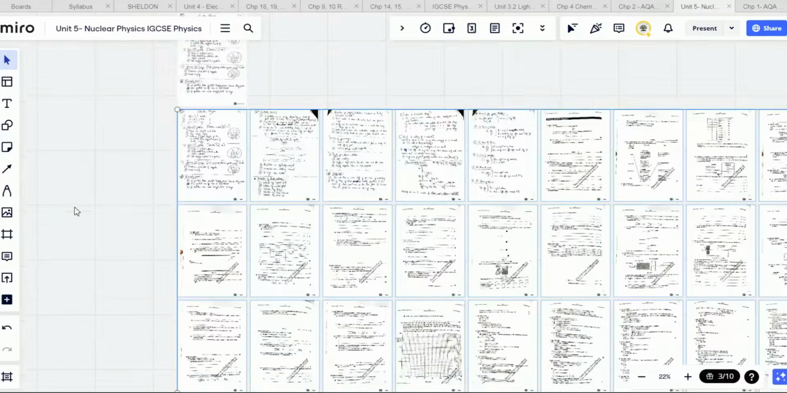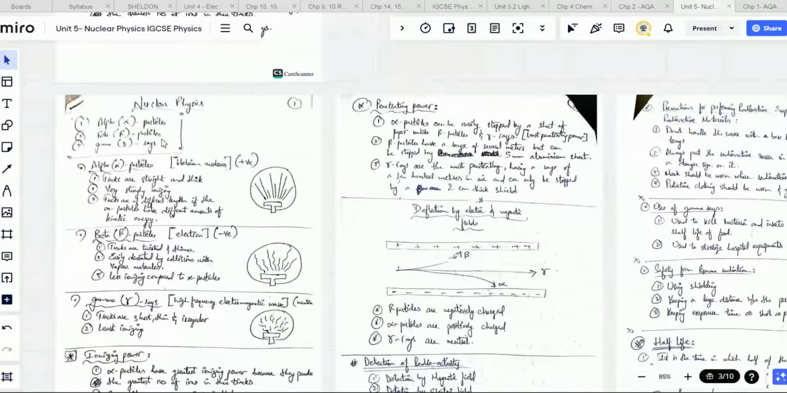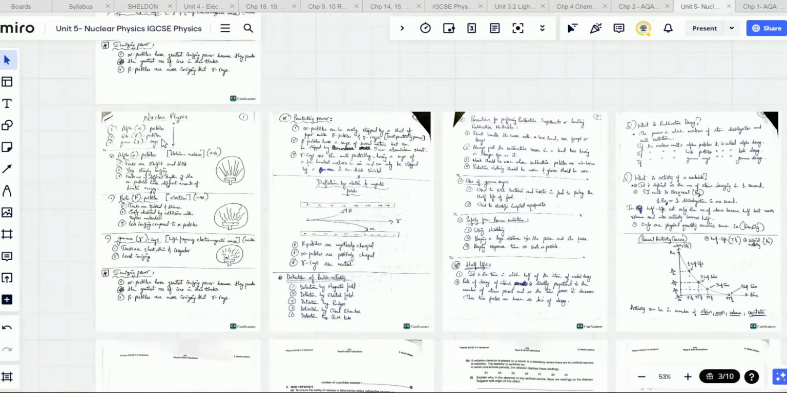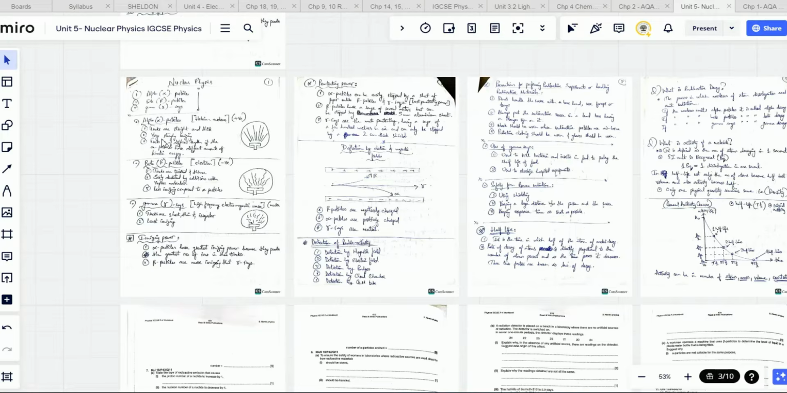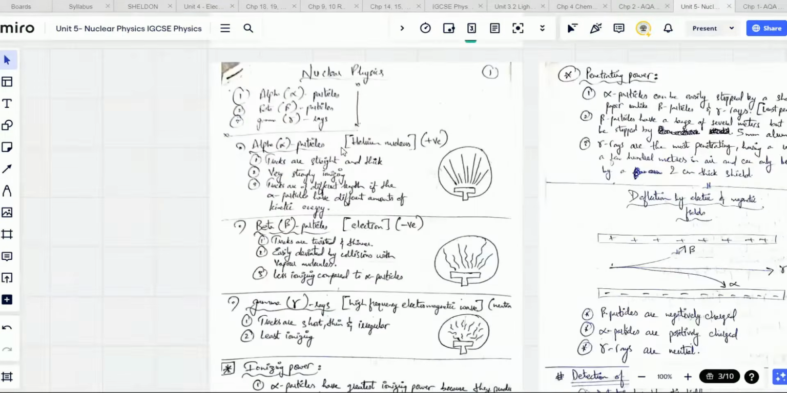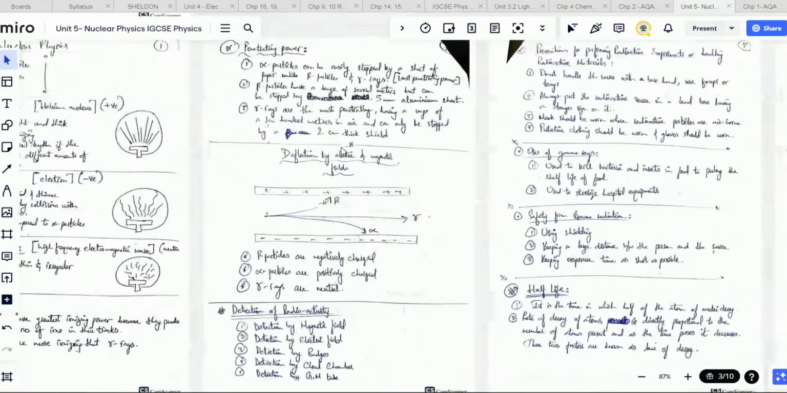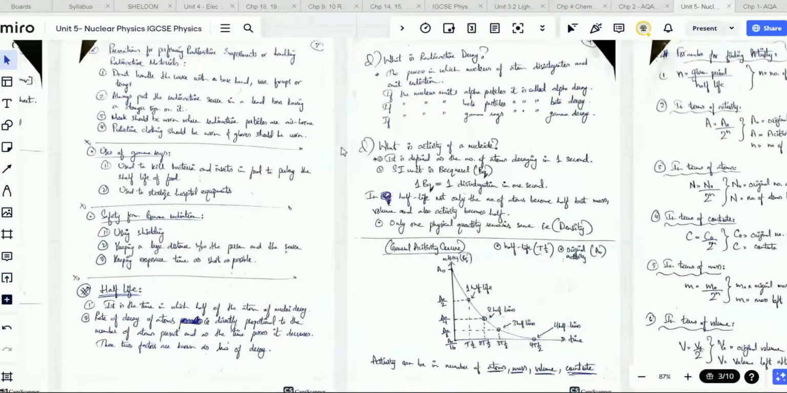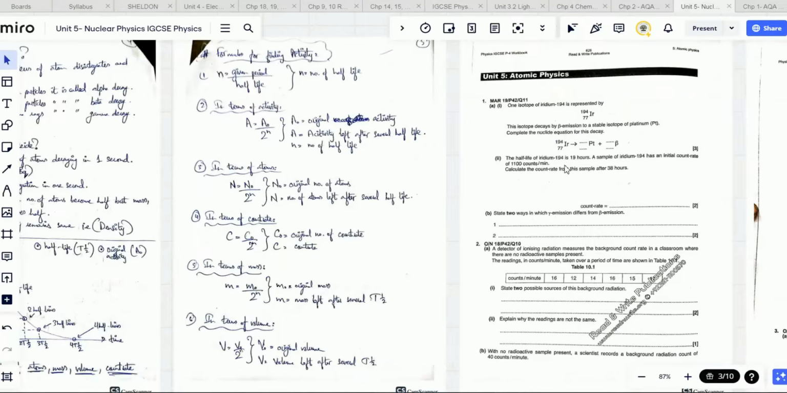Alright guys, let's begin. Yesterday I taught you all how to do the calculations of the equations of alpha decay, beta decay and gamma decay. I hope you all remember that. Today I'm going to be doing a quick revision of what alpha particles, beta particles and gamma rays are. I'll also be discussing the uses and the half-life part. Then we'll solve some questions quickly.